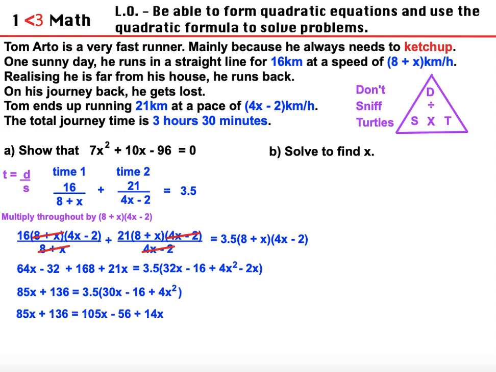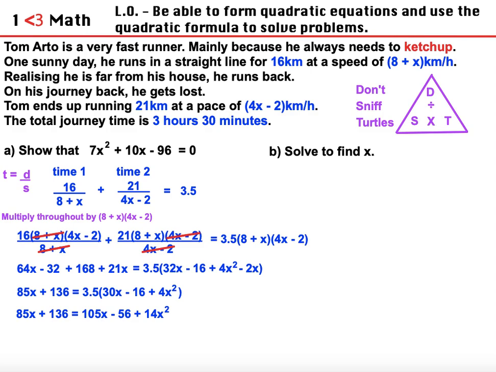So 3.5 times 30x is 105x. 3.5 times minus 16 is minus 56. And 3.5 times plus 4x squared is 14x squared. So that's our next line of working out, and I'm being as explicit as possible in my working out to make sure that I would get all the marks in this question.